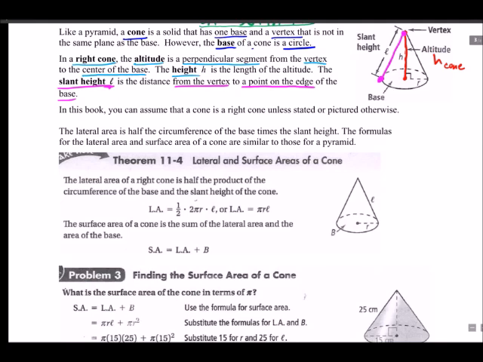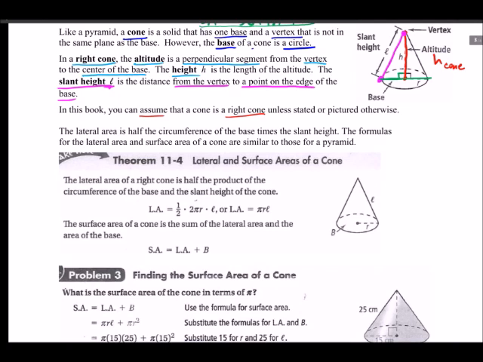Now if you notice here, our radius is going to make a nice right triangle between our slant height and our cone height, which means that if necessary, we can use our Pythagorean theorem to find one or the other using our radius. Again, we are going to be able to assume that a cone is a right cone unless we are told otherwise, and we do want things to be right cones.